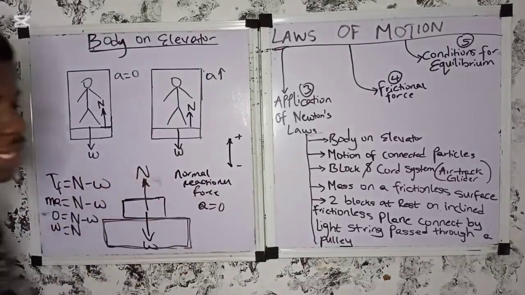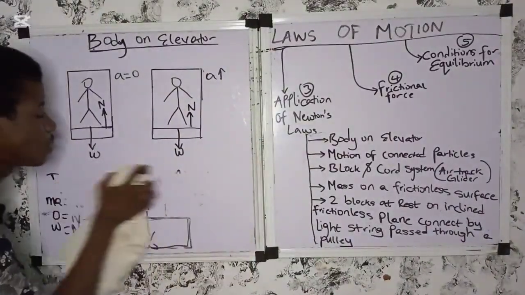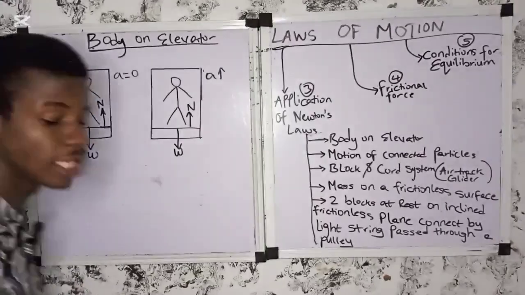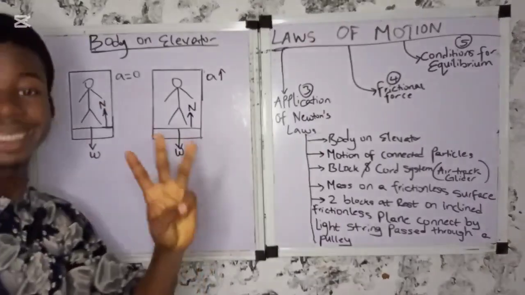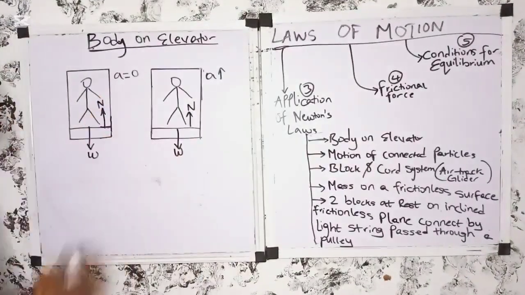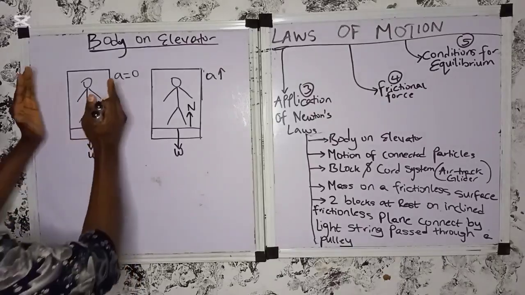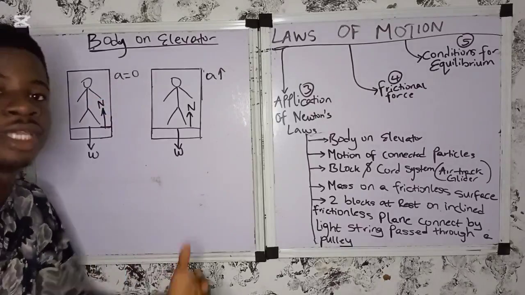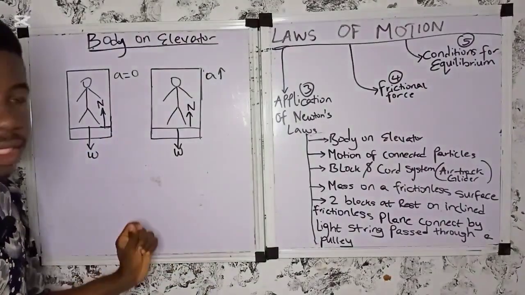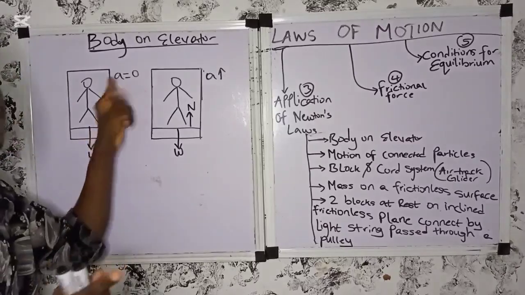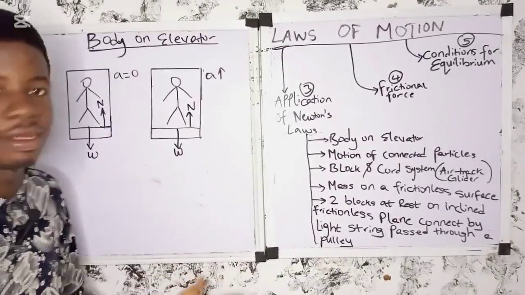It's very important. Now let's go back to a body on an elevator, or a body on a lift. There are usually three scenarios we are going to take note of. Let me start with the very first scenario. Let's say a body is on an elevator and the elevator is not moving. That is why the acceleration here is 0 when the elevator is not moving. Now what is the reading of the scale of the elevator?